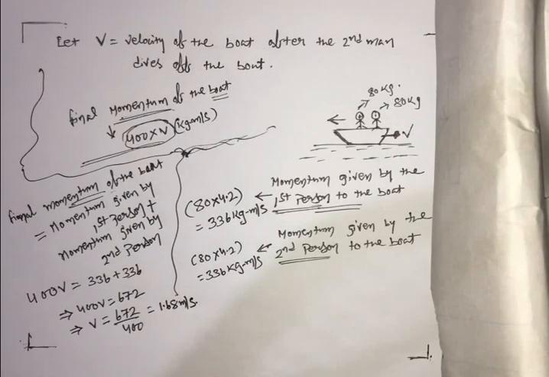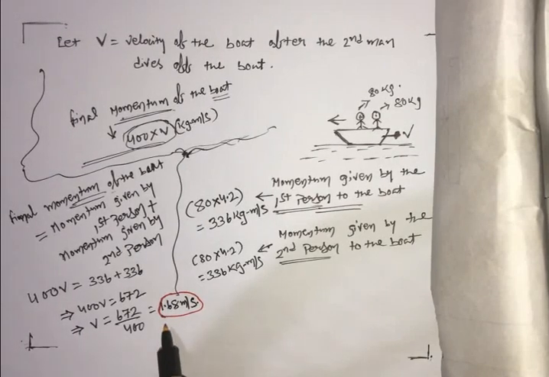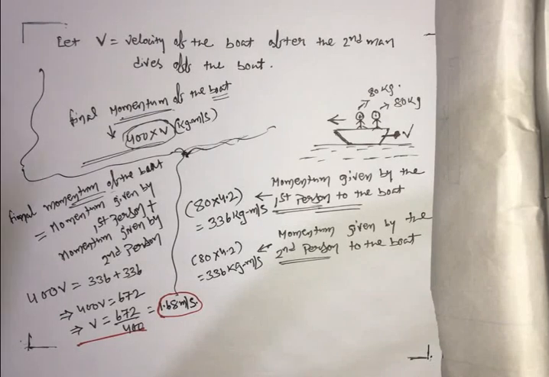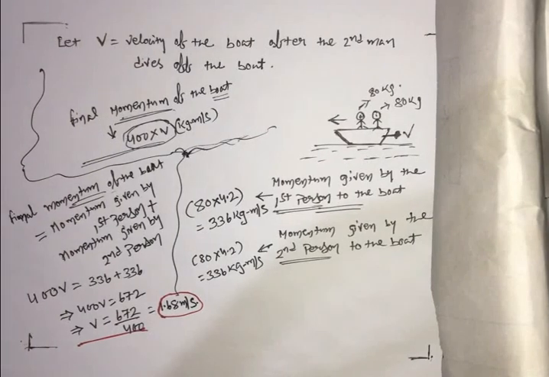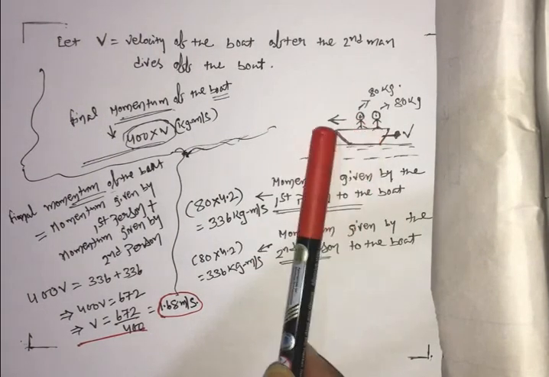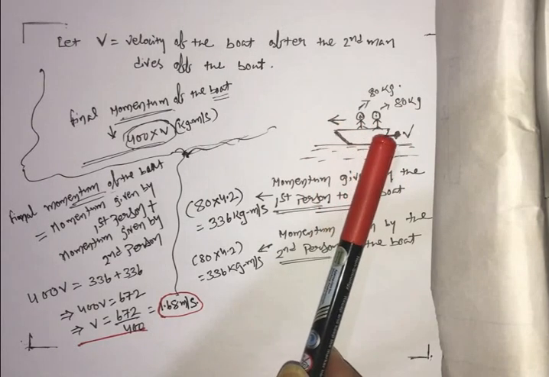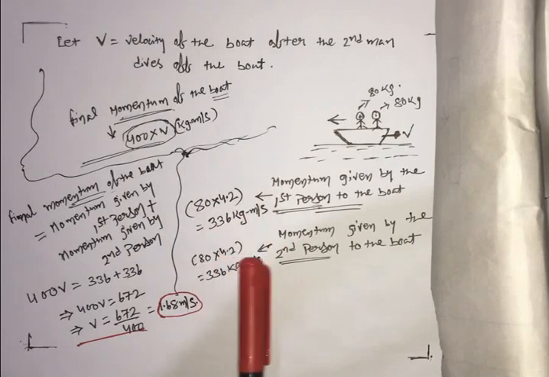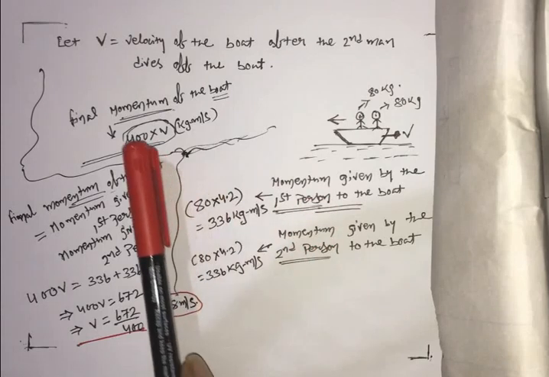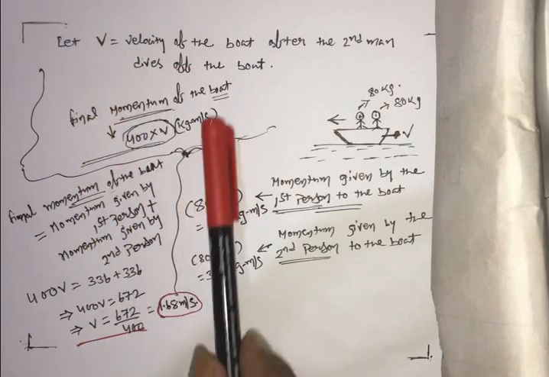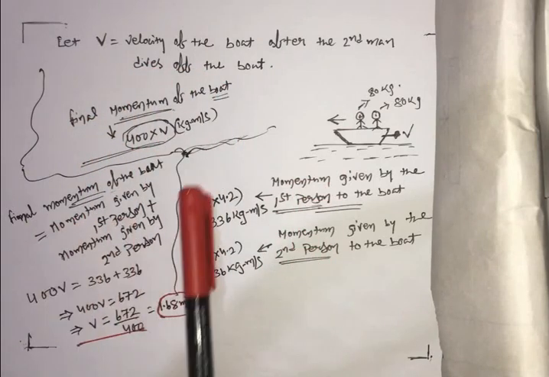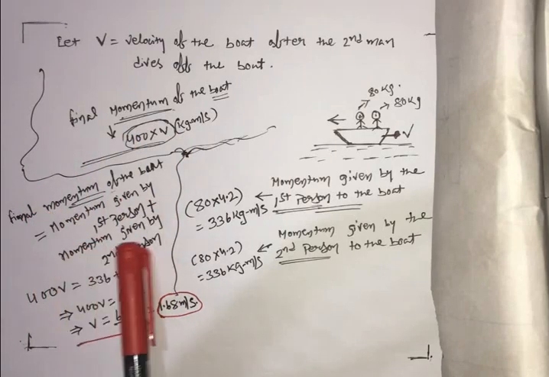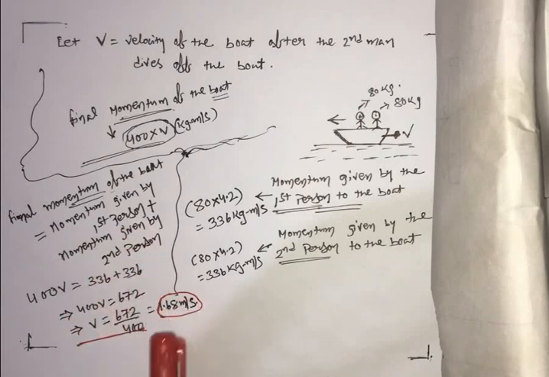So this is how we solve the motion of the boat problem. We have found out the velocity of the boat after the two persons jump. That means the first man jumps, then after that the second man jumps with a velocity of 4.2 meter per second, and we have calculated the momentum of the first person and second person, then the final momentum of the boat. And this momentum of the boat has been created by these two persons. So using the law of conservation of momentum, the final momentum of the boat is equal to the momentum given by the first person plus the second person. This is how we have solved the problem, and we got the answer: the velocity of the boat after the second man jumps off the boat is 1.68 meter per second.